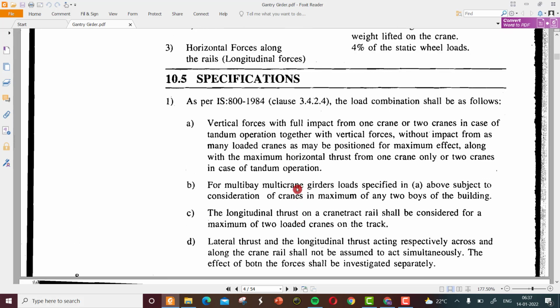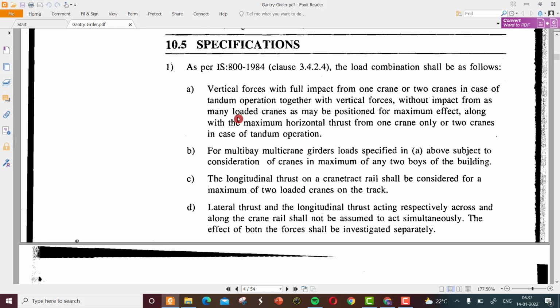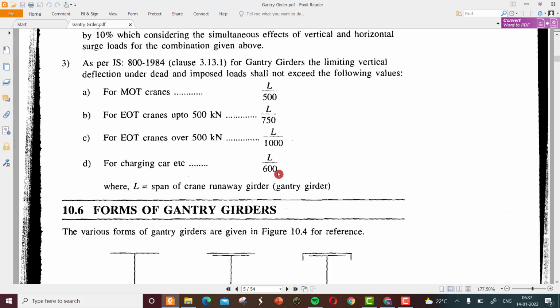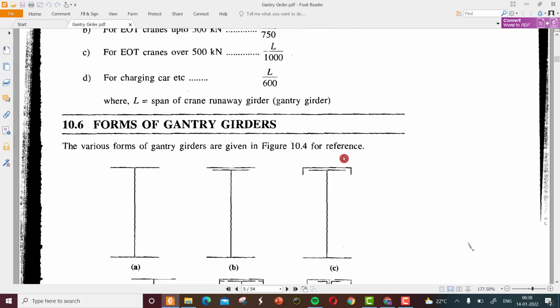So the gantry girders are designed according to the steel design code, and we will directly get into the problem to understand the general design guidelines. And there are some limiting deflection values for the gantry girder, like for a steel beam. For MOT cranes, it should not be more than L by 500. For EOT cranes up to 500, L by 750, above 500, it should be less than L by 1000. So those things have to be taken care of while designing for serviceability conditions.